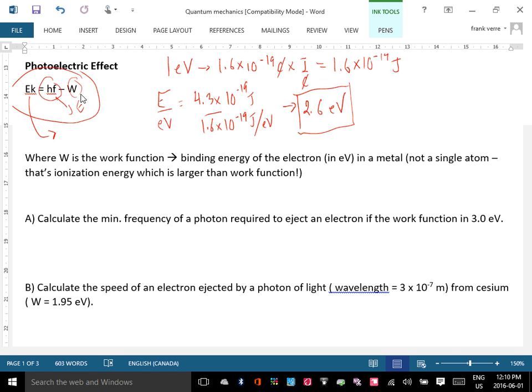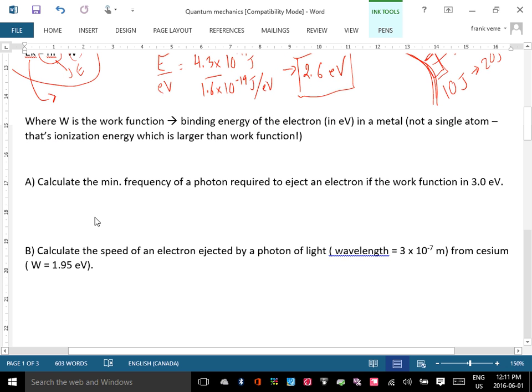So, think of it this way. Imagine I have a surface, and I need to remove something from the surface. And it takes 10 joules of energy to just remove it from the surface. But I apply 20 joules of energy. How much kinetic energy would it have then? It would have 10 joules of kinetic energy. Does that make sense? Because some of the energy went into removing it, and then the rest of the energy was left behind in terms of its kinetic energy. So we can look at it the same way here.